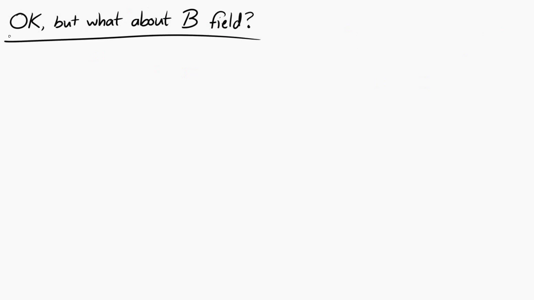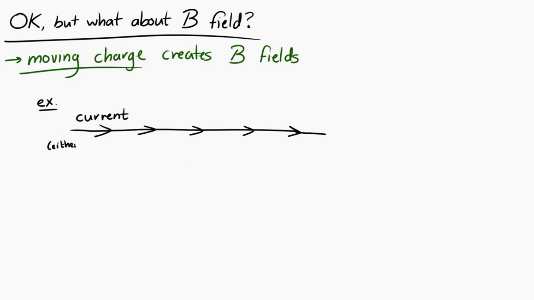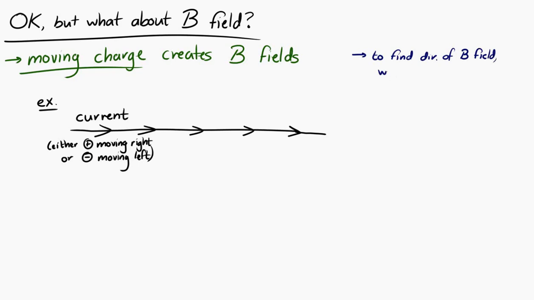All right. Okay, but how does this get to the magnetic field? Well, I said that moving charge is the source of magnetic fields. So let's say that we have moving charge moving along a line. In other words, we have a current. And let's make the current flow to the right. So that means we either have positive charge flowing to the right or negative charge flowing to the left. To figure out the direction of the magnetic field around this moving charge, we use something called a right-hand rule.